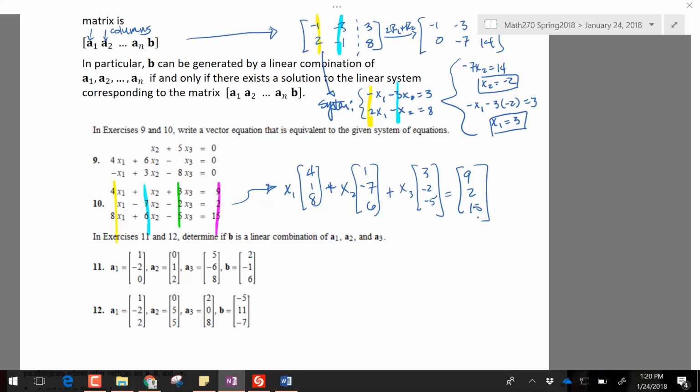All right, let's do the next one. The next one is asking us if, so these are all linear combinations of something. They're asking us if b can be written as a linear combination of a1, a2, and a3. So which one should we do? Let's do the even ones, 12.